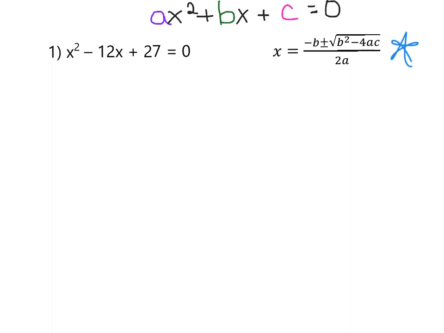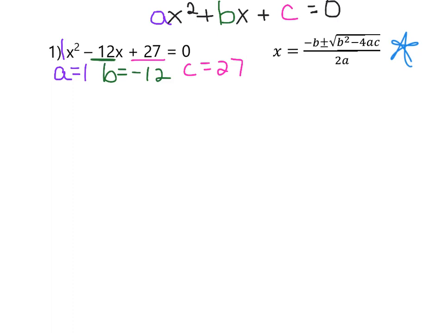So the next thing I'm going to do is go to my equation and I'm going to identify my a. Well, it's the number in front of x squared. I don't see anything, so it's going to be a 1. Then I'm going to identify my b, which is here, and that's a negative 12. And then I'm going to identify my c, which is the constant by itself, and that's 27.